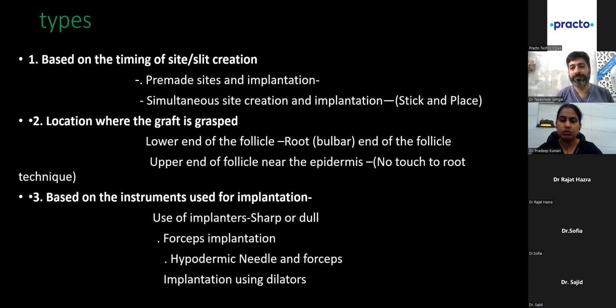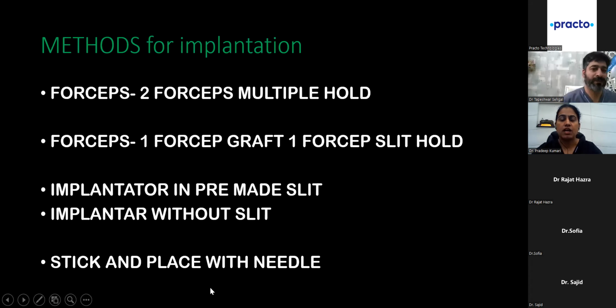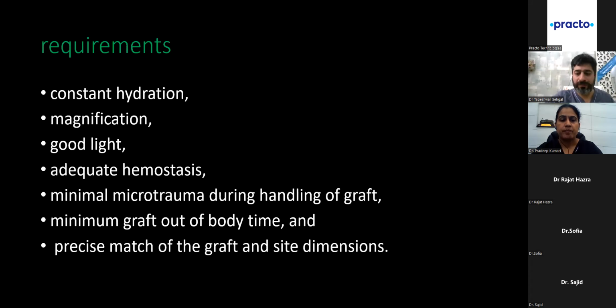So there are various types of implantation. Pre-made slits can be made and then implantation can be done. Simultaneously, a slit can be made and implantation can be done. That's called stick and place. Then the location where the graft is grafted, like the root or the topical part of it or the shaft part of it. And instrumentation, which I mentioned, is most of the times forceps implantation, then implanters, which can be sharp or dull, hypodermic needle, and implanters using dilatators. So I'll show you some of the methods.